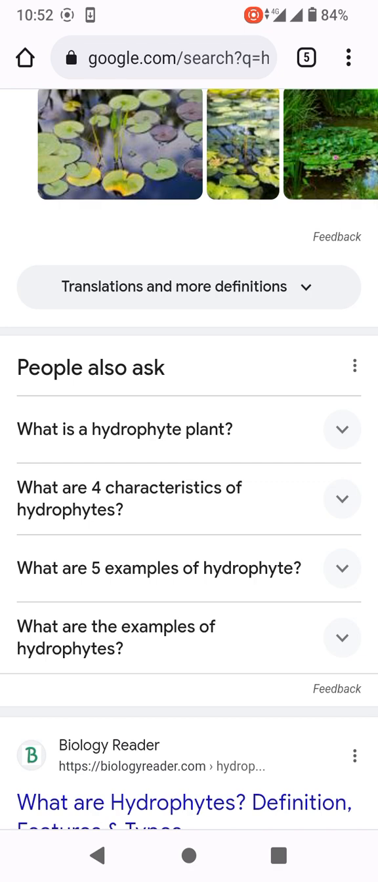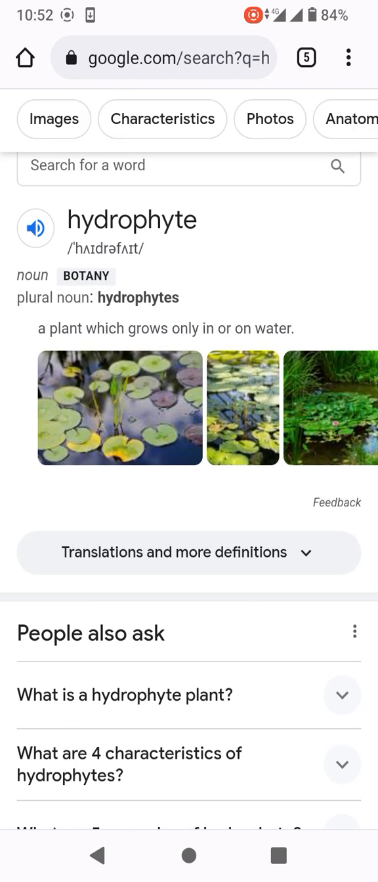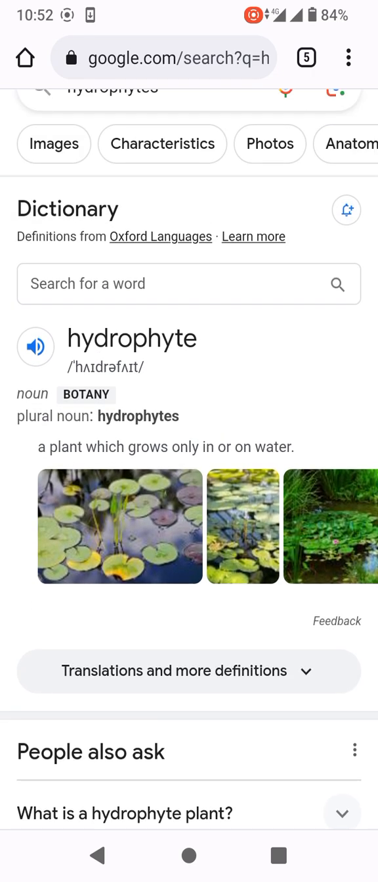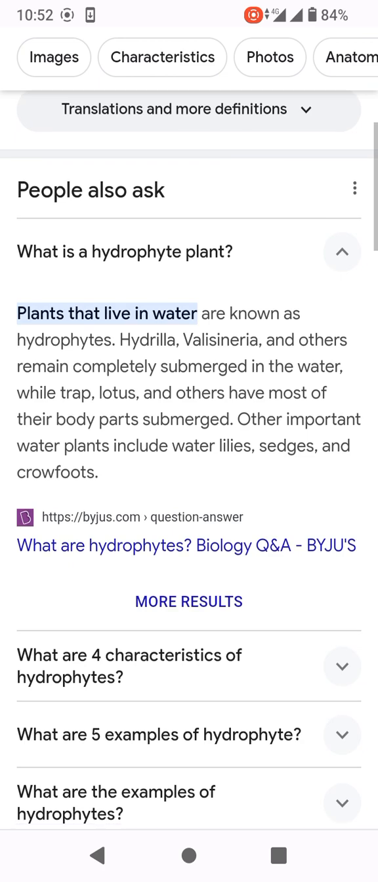What is hydrophytic plant? Hydrophyte plant क्या है? ये a plant which grow only in or on water। ऐसा प्लांट जो पानी के अंदर रहता है, इसे हाइड्रोफाइट्स कहते हैं। What is hydrophyte plant? Plant that live in water are known as hydrophytes.